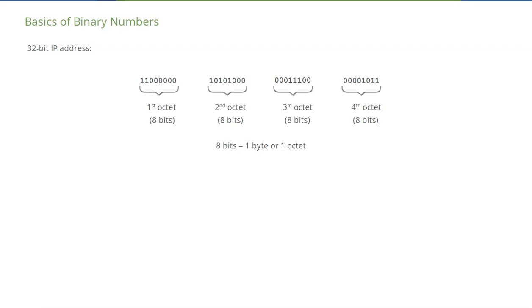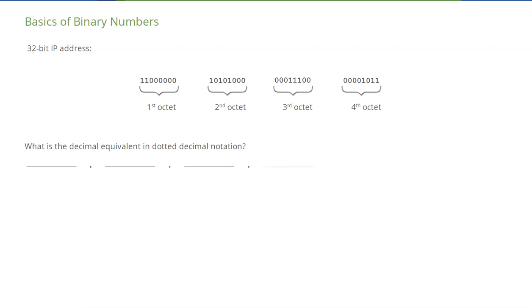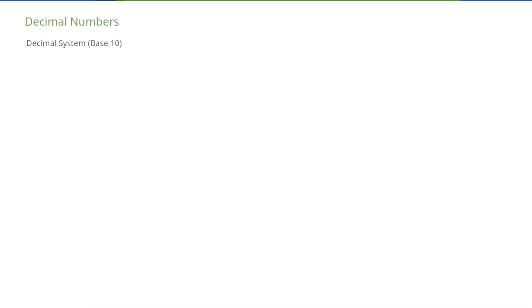As we mentioned, to help humans work with IP addresses, each octet is converted into a decimal number. In this section, we'll take a look at how to convert the binary number shown on screen into a decimal number in dotted decimal notation. When humans deal with numbers, we use the decimal number system, also known as the base 10 system. This system uses 10 digits, 0 through 9, that can be grouped together to form a decimal number.